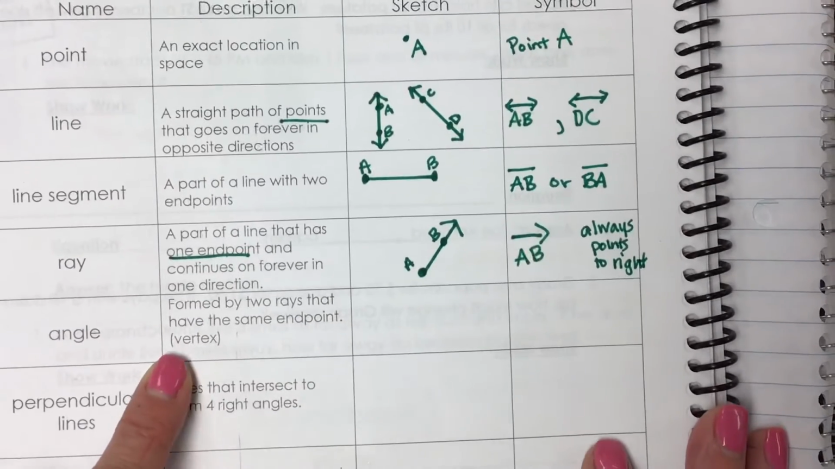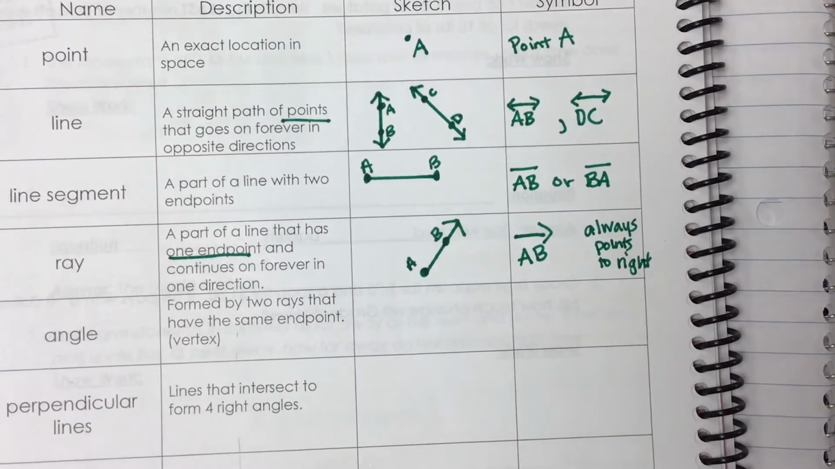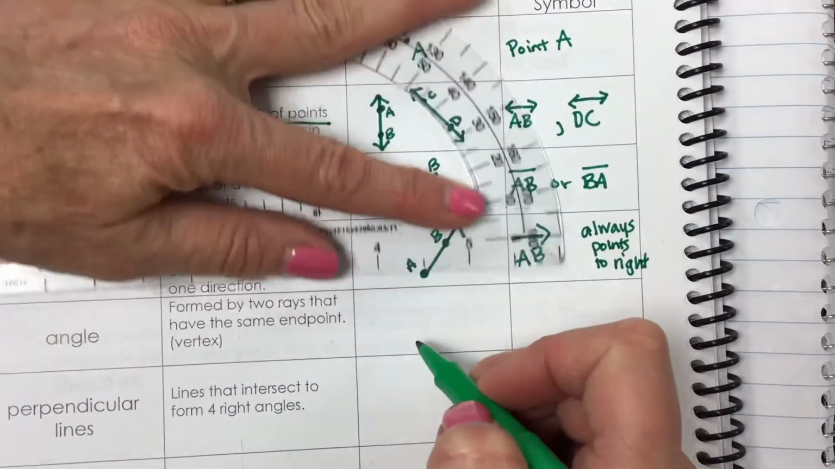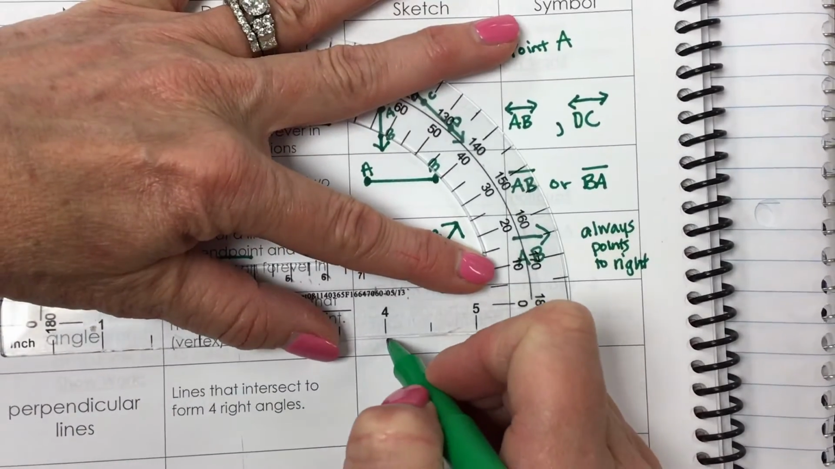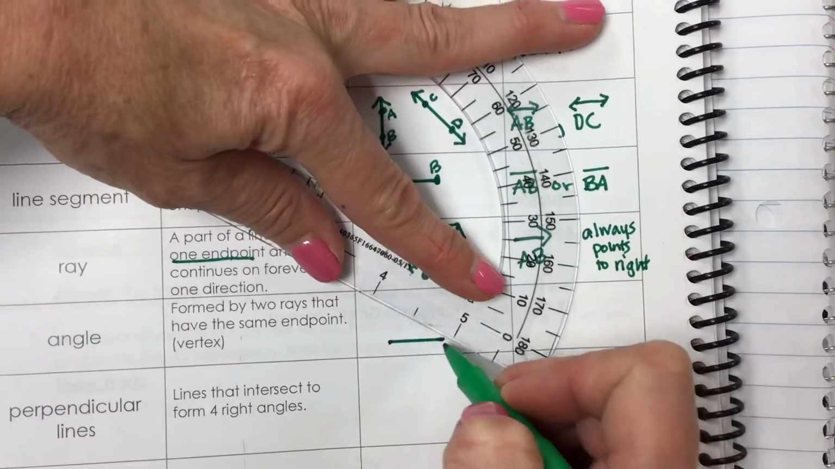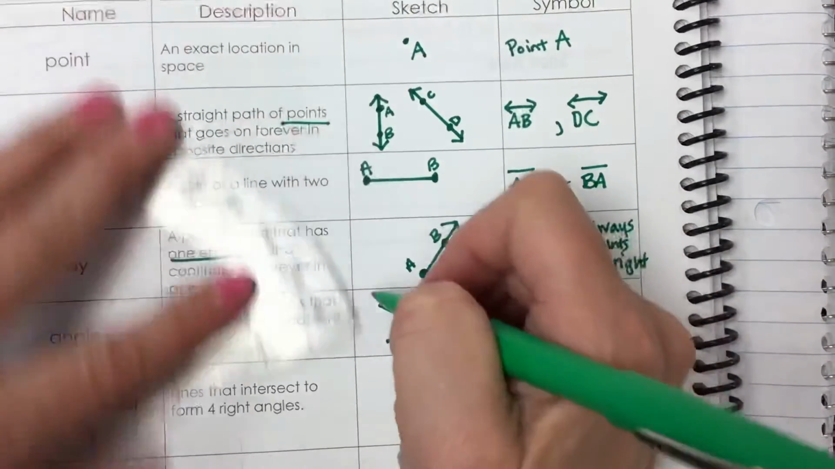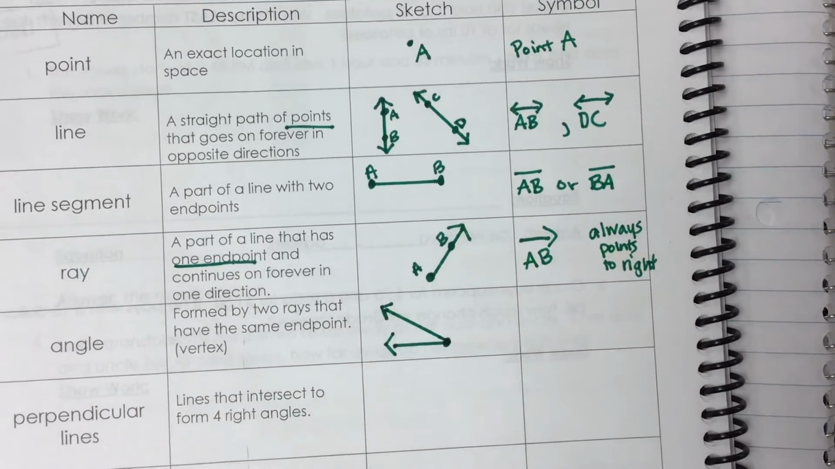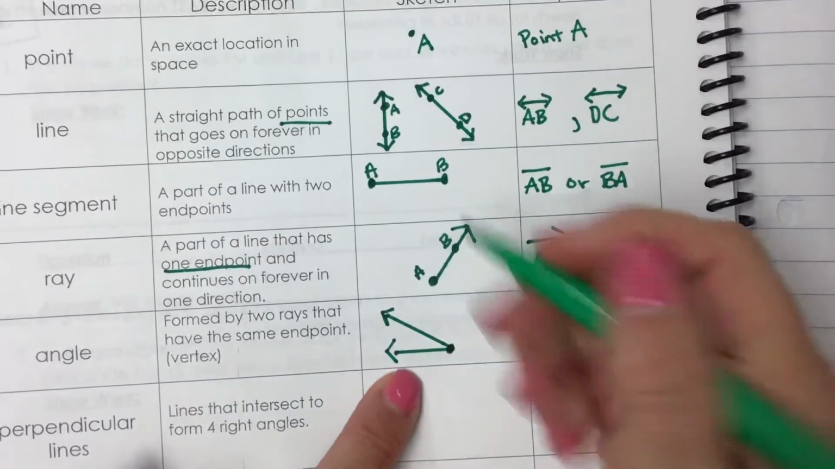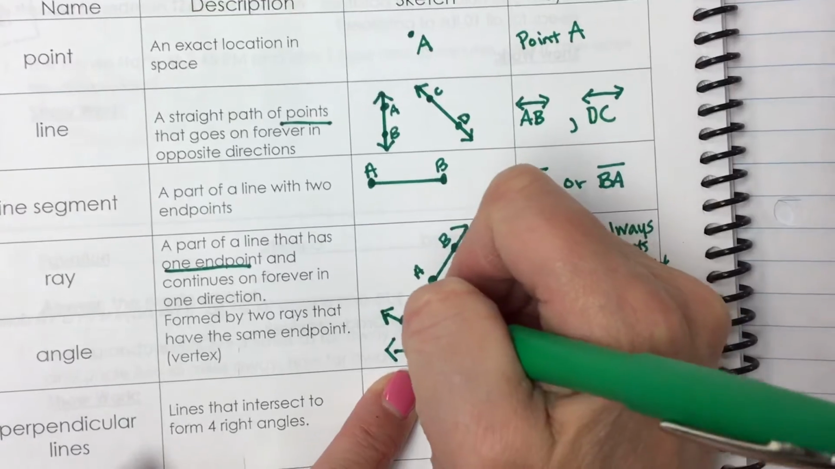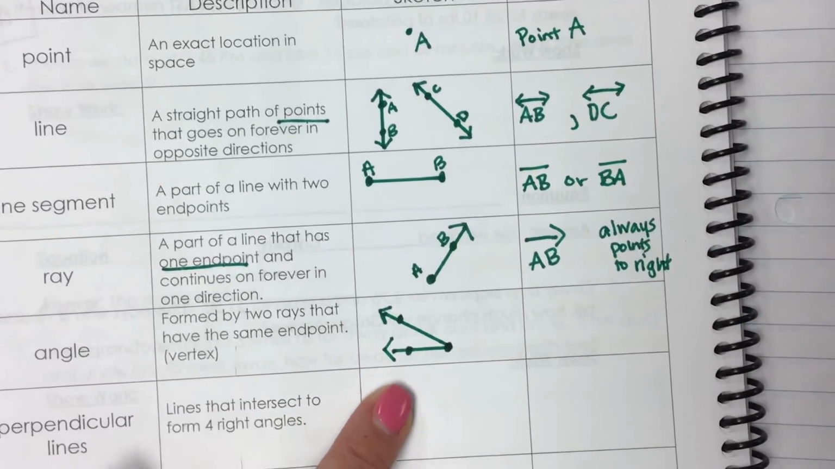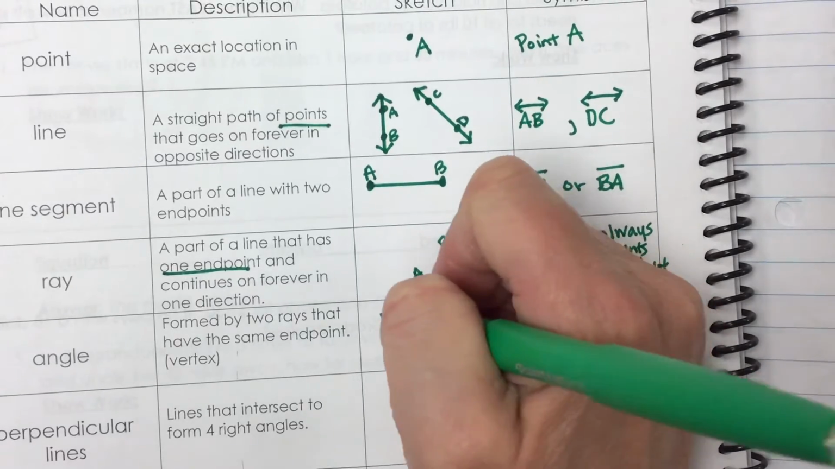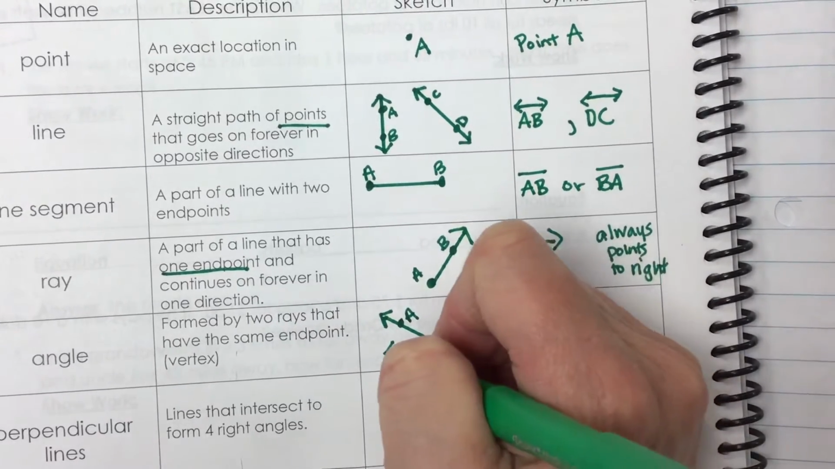Okay, formed by 2 rays that have the same endpoint, that's an angle. We call the common endpoint a vertex. I'm going to open my angle this way. These are rays, so each has to have another point to name it by. And we will call that angle ABC.